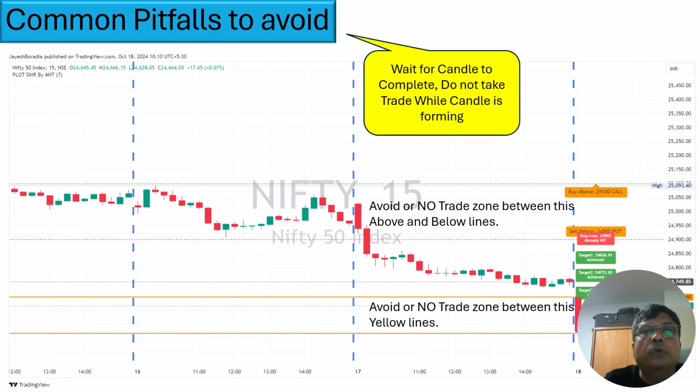Common pitfalls to avoid. It is important to recognize the no trade zone indicated by yellow lines on the chart. These signify periods where trading may not be advisable due to market conditions. By avoiding this zone, traders can minimize risk and focus on more favorable trading opportunities, enhancing their overall trading strategy. One more important thing is to wait for the candle to complete. Do not take the trade while the candle is forming.